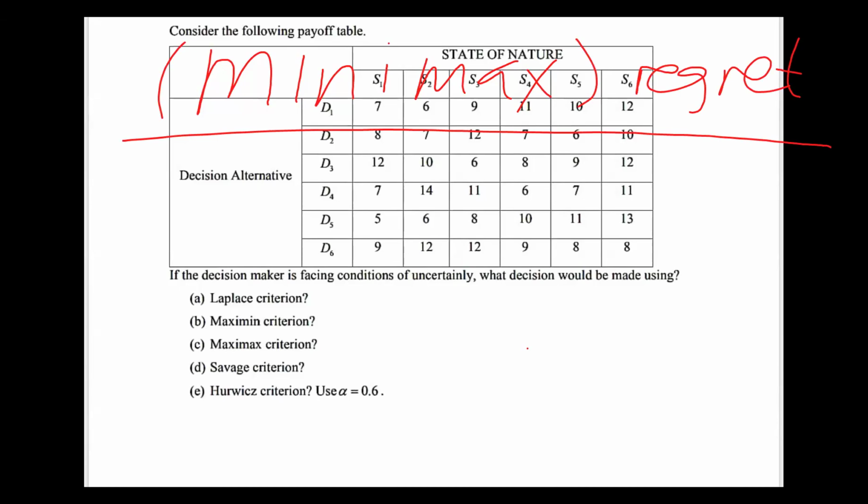Yes, I got lost on the minimax. You said the other name for minimax is what? Regret approach. Regret, or Savage. It's the same one, the Savage criterion. Okay.